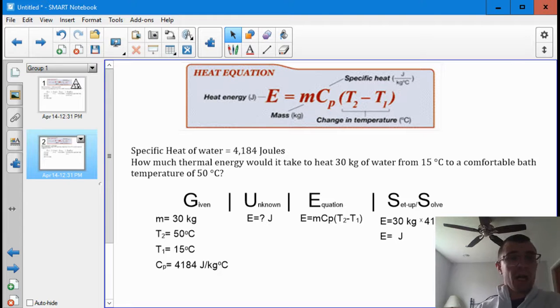So just a couple quick questions to help you with those specific heat calculations, because like I said, there are some questions in your review that make you answer that, and there will be on your Chapter 9 test.